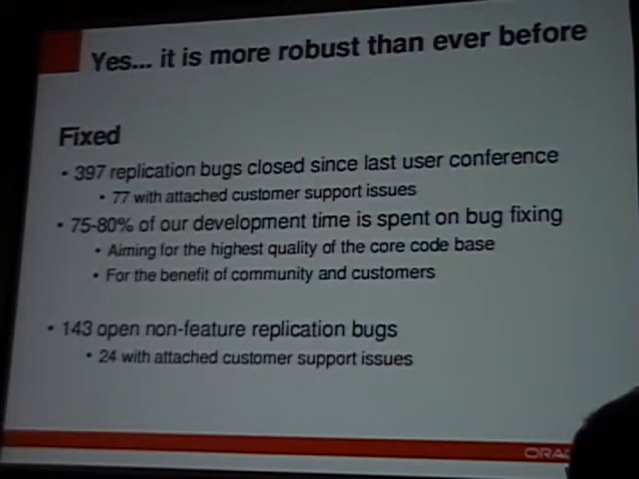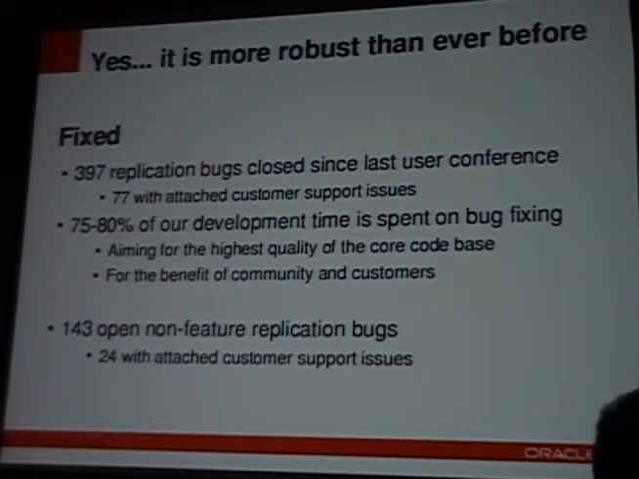Yeah, since the last user conference, we've closed 397 bugs in replication. And 77 of these were customer support issues. And we spend about 75 to 80% of our development time on bug fixing. So this is of benefit to the community, and other people are pulling this as well. And currently we have 143 open non-feature replication bugs. So in 1 year we do about double the amount that currently exists. So it's quite rapid bug fixing for replication bugs.